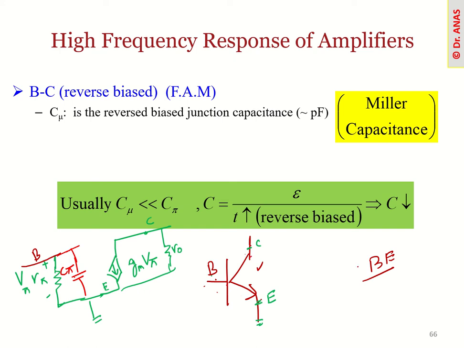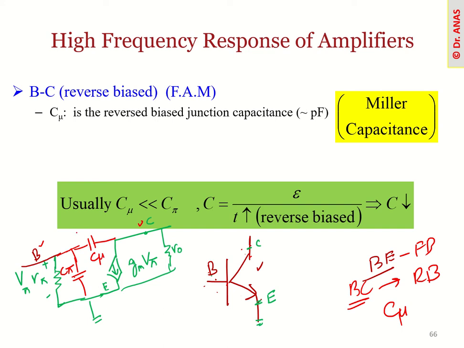Similarly, the base collector junction will be a reverse biased junction. The base emitter is forward biased, while the base collector junction is reverse biased. The base collector junction will also have an internal capacitance, which we call C mu. This is my base point and this is my collector point, so that capacitance will be coming here. We call this C mu.